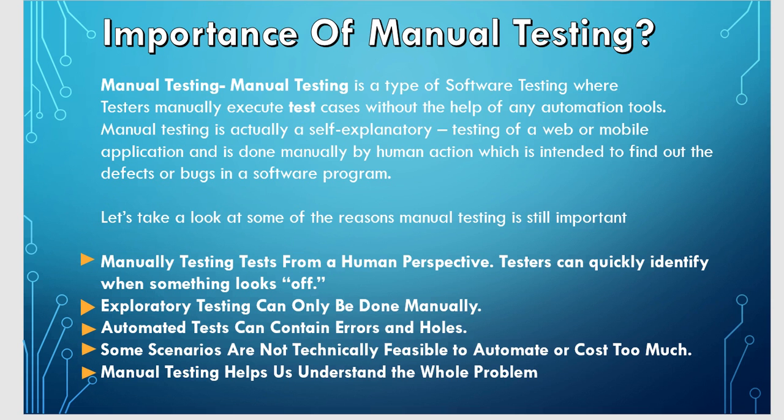Automated tests can contain errors and holes. Just like code can have bugs, automated test scripts can also have bugs. This means that automated testing has the potential to report false positives and false negatives. By including a human touch throughout the testing process, these errors are avoided.